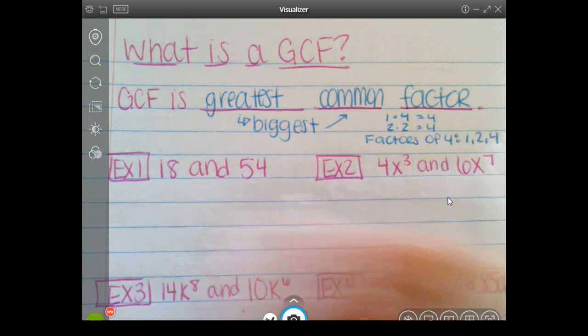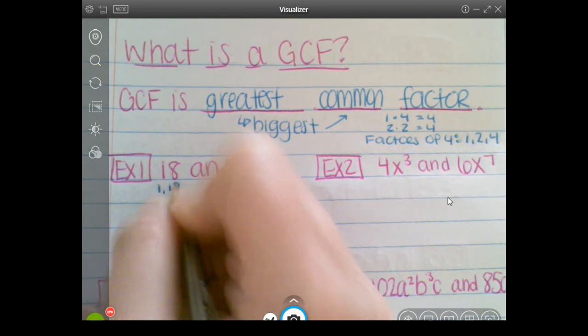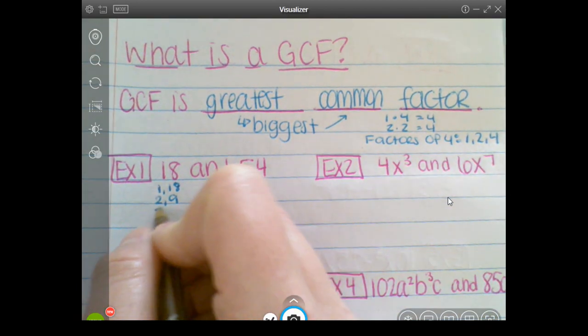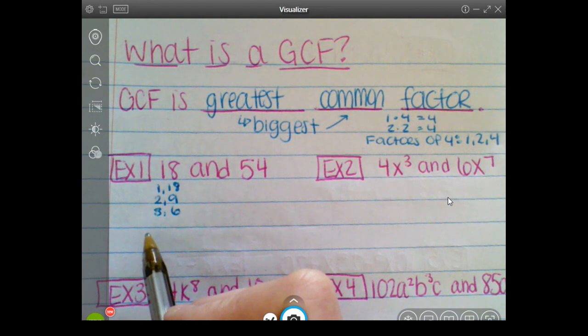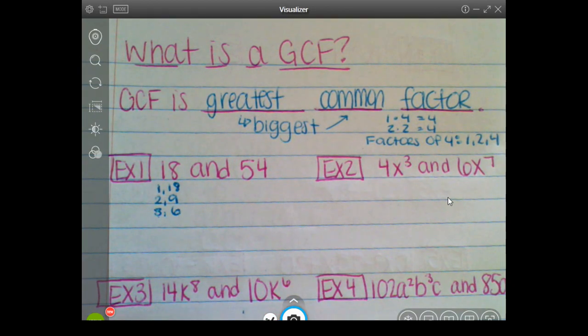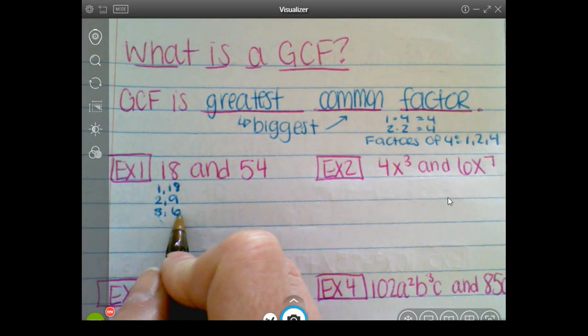So 18, I'm going to list my factors of 18. So that's 1 and 18, 2 times 9, 18 divided by 3, 3 and 6. If I try 4, I don't get anything. It's not a whole number. If I try 5, it's not a whole number. If I try 6, I get 3 again. That means that's all the factors. So when it loops back and you get back to the right side, that means you can stop.